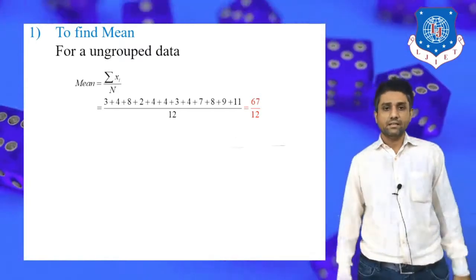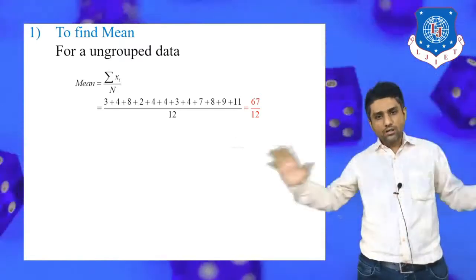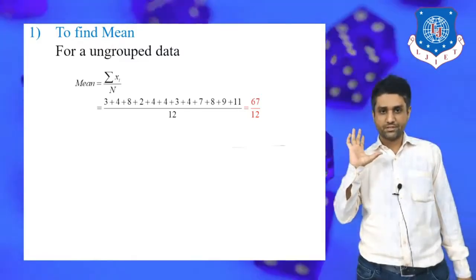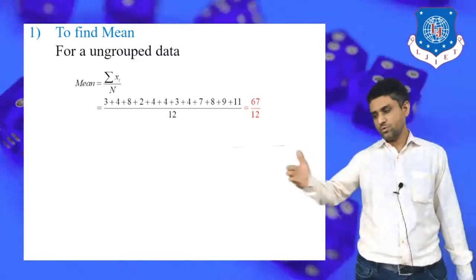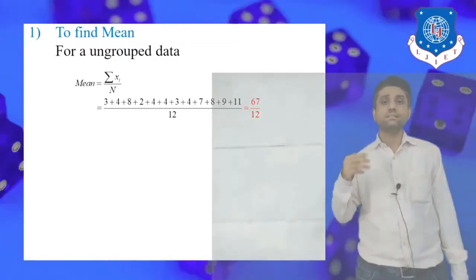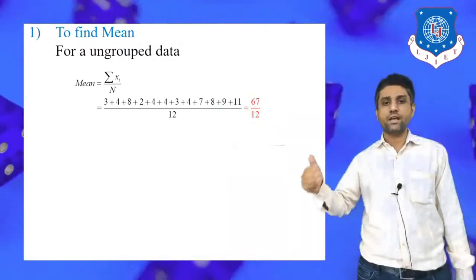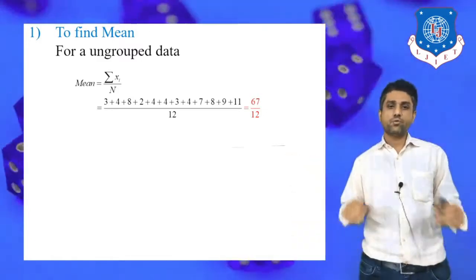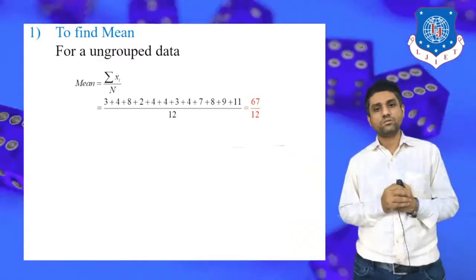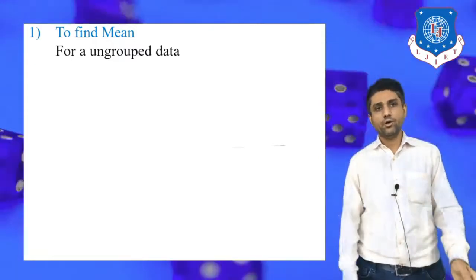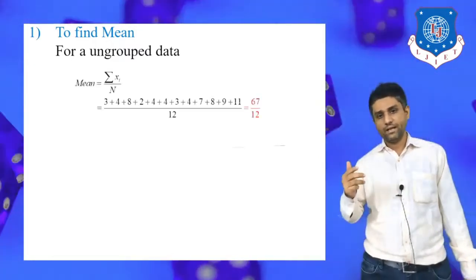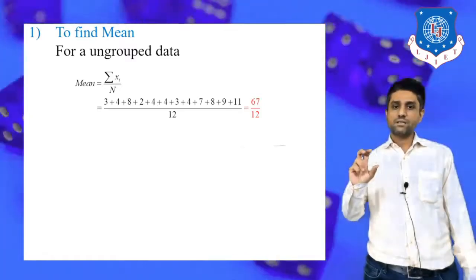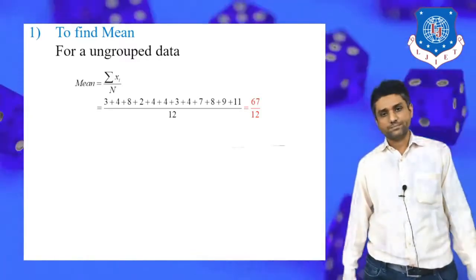So mean is nothing but the sum of all the observations divided by the total number of observations. Now we define the observations as, say, x1, x2, x3, x4 and so on up to xn. In this case we have to find the sum of xi, and in the denominator we write capital N, where capital N is the total number of observations.